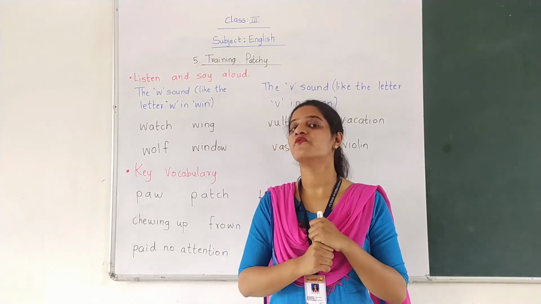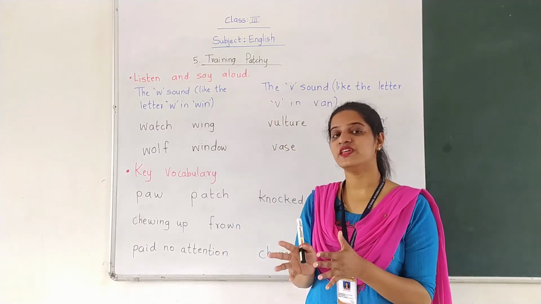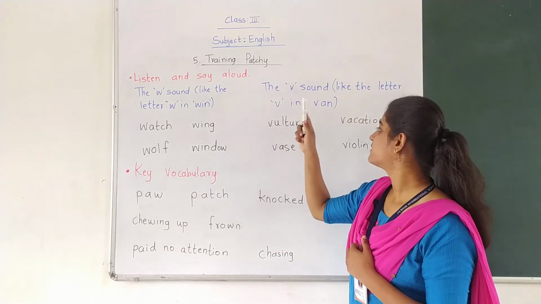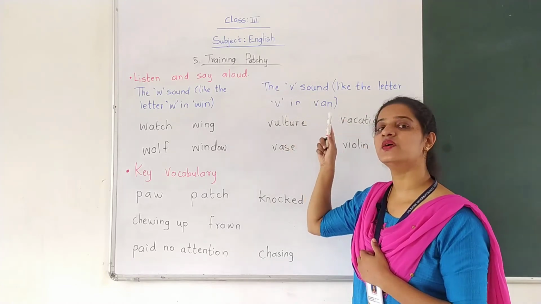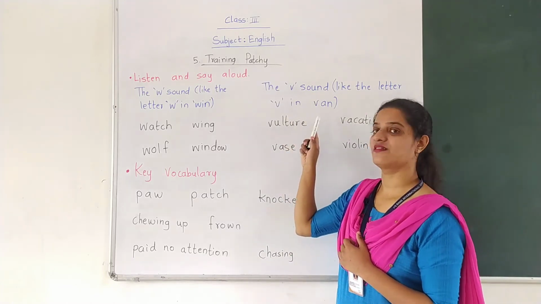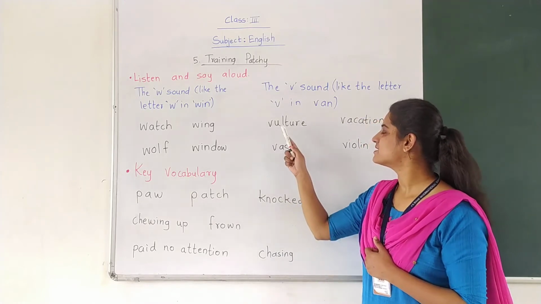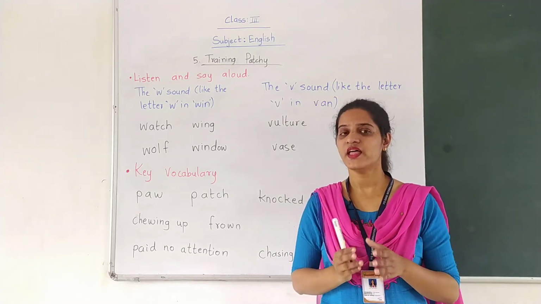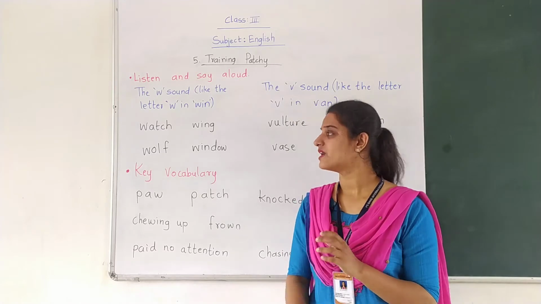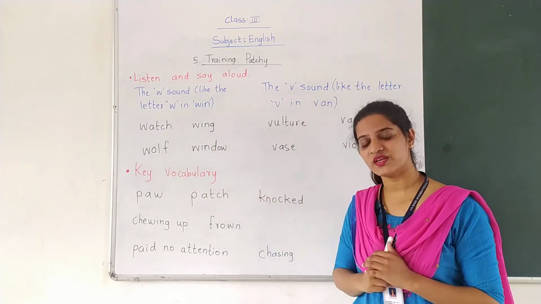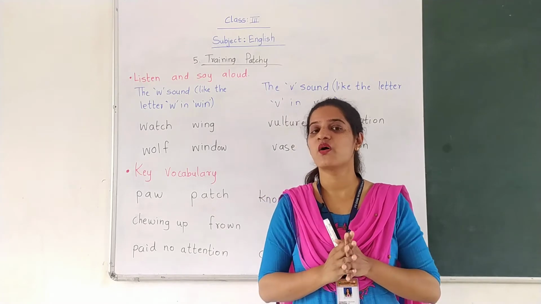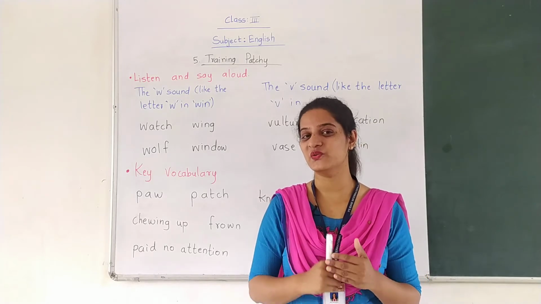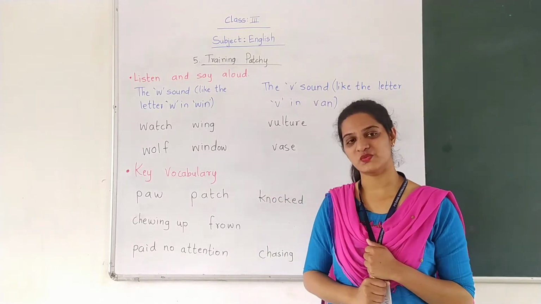Now let us read V sound words. How? The sound of V, like the letter V in van. Okay. Now let us read this. V-U-L-T-U-R-E, vulture. Now, do you think there is something similar in the W sound and V sound? Yes, both sounds are similar, but they are pronounced differently. Okay, I'll tell you, but first we will read these words.